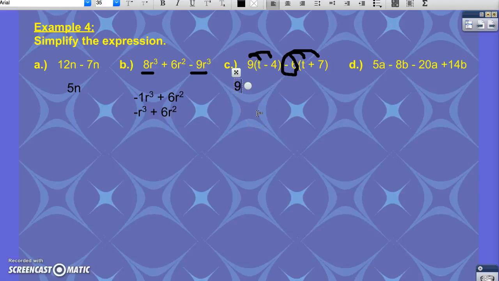All right. So I should get 9t minus 36 minus 6t minus 42. We're going to start off by distributing the numbers. Make sure this second term is a negative 42, not a positive. And we will combine like terms from there. 9t minus 6t is 3t. Then we take negative 36 minus 42, which is negative 78. And that's my answer.